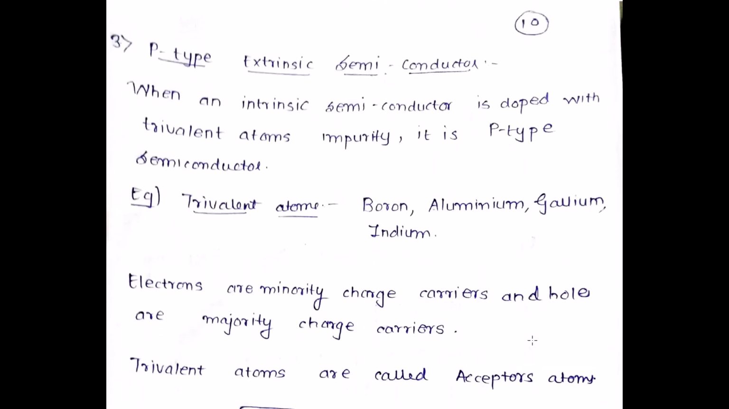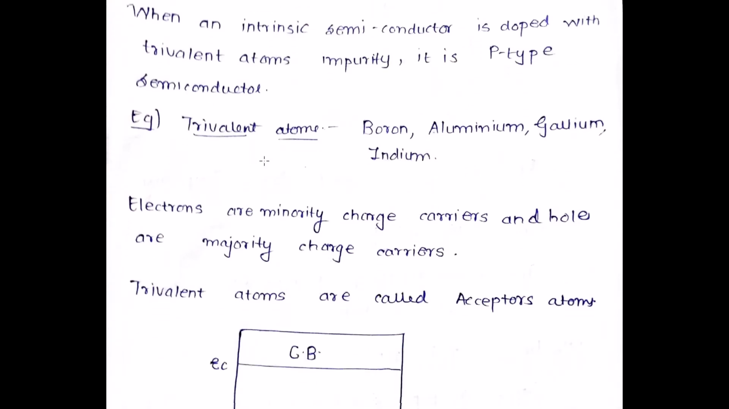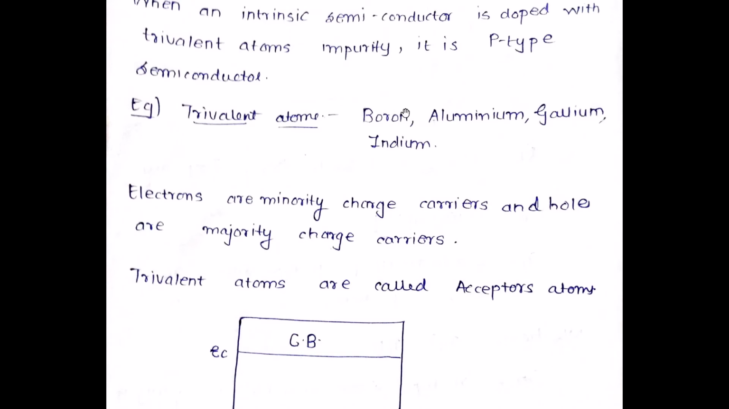Now we are talking about a p type semiconductor. So a p type extrinsic semiconductor, obviously the word extrinsic means there is doping, and the doping is of trivalent atoms. Hence it is called a p type semiconductor. Now what are the examples of trivalent atoms? We have boron, aluminium, gallium, indium.